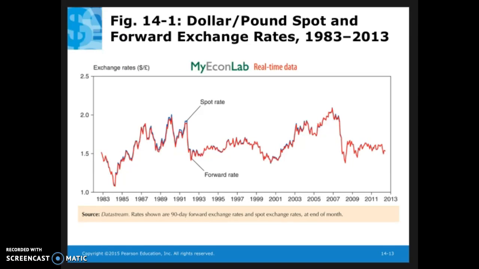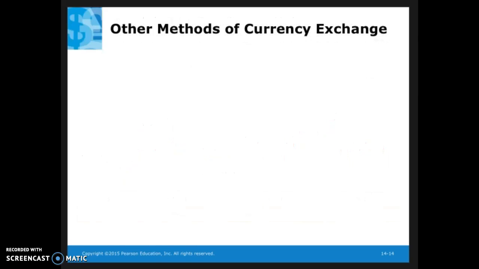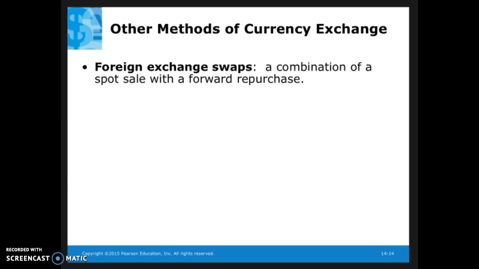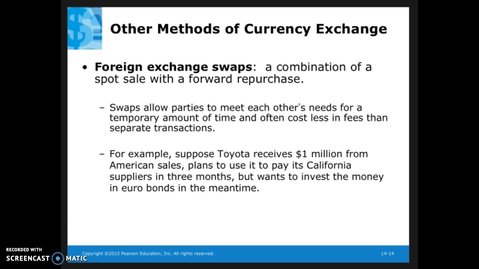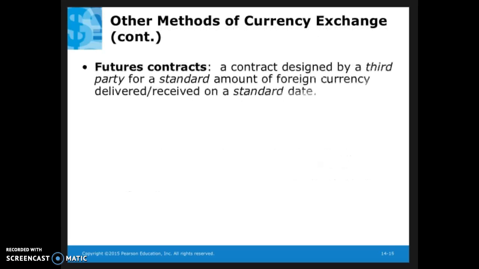So here's what the dollar per pound spot and forward exchange rates look like graphically. Let's look at other methods of currency exchange. We have foreign exchange swaps, which are a combination of a spot sale with a forward repurchase. These are done for temporary purposes, where, for example, Toyota receives $1 million from American sales, plans to use it to pay its California suppliers in 3 months, but wants to invest the money in euro bonds in the meantime.